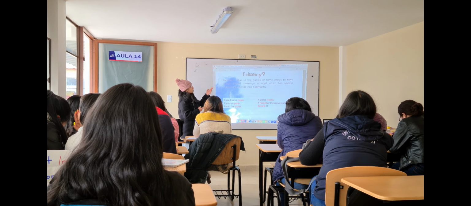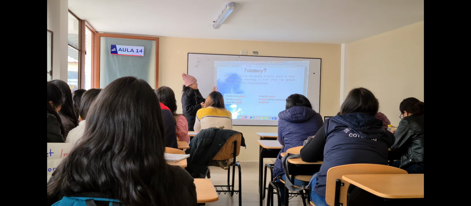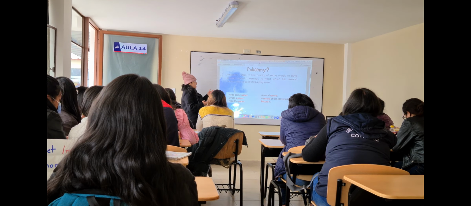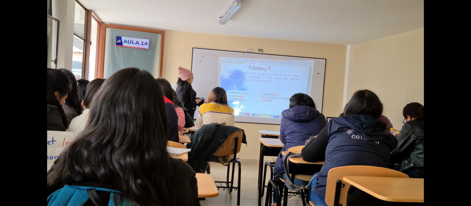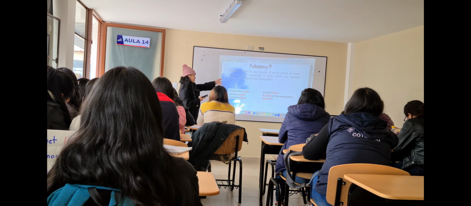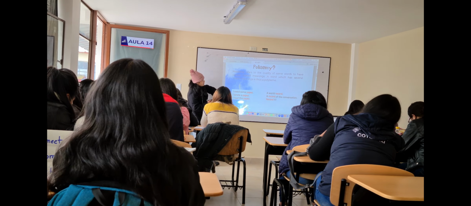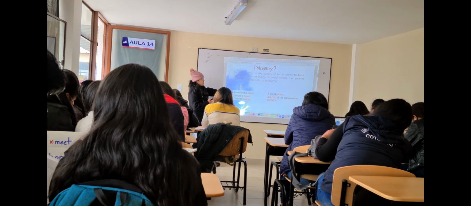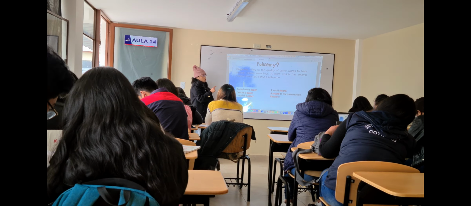Polysemy refers to the quality of some words to have several related meanings. A word which has several meanings is called a polysemy. For example, we have two examples. In this case, we have: I need some paper. I wrote on paper. I read the paper. We have three different sentences with the same word, but each has a very different meaning.